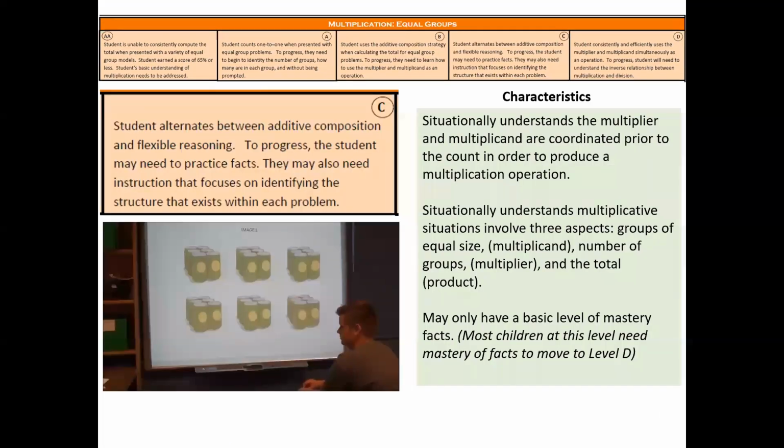Okay, what's interesting about students who are in level C, and level C is a good level to be at, because it shows that they're able to do thinking at level D, they're just not consistent with it. So they sort of float in between level D and level B with what they do. And it says student alternates between additive composition and flexible reasoning. To progress, the student may need to practice facts. They may also need instruction that focuses on identifying the structure that exists within each problem. So we'll talk in another slide or two about the instructional decisions you have to make with level C, because it's not always as obvious as level A or B or C and so on, okay?